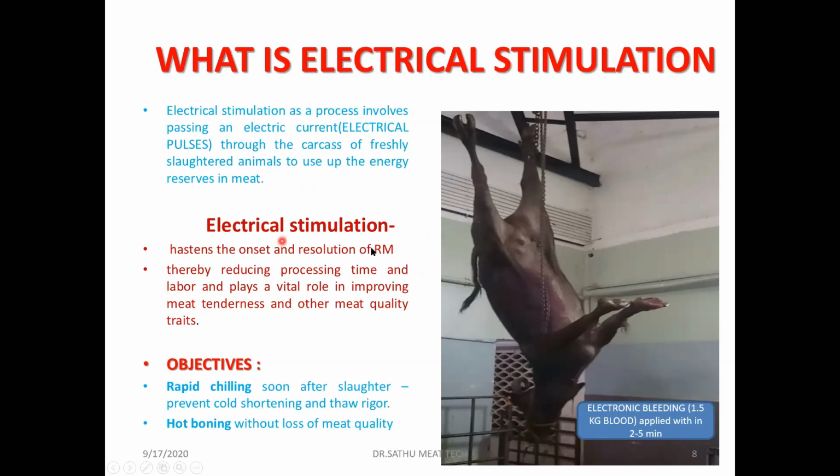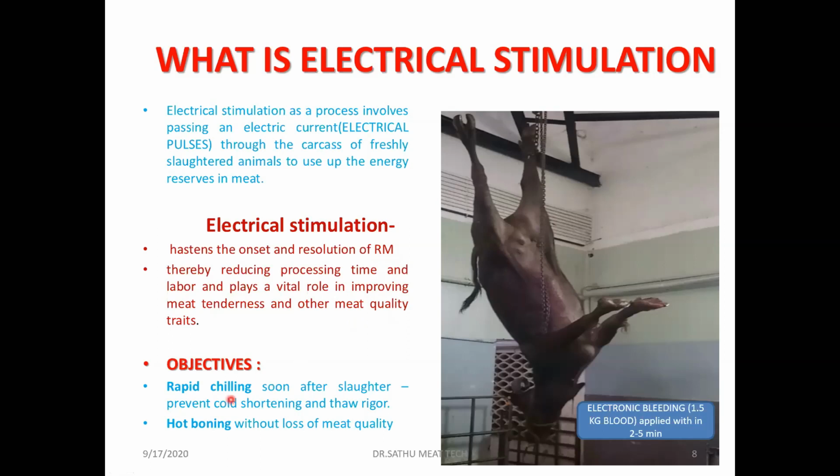So why do we give electrical stimulation? The answer is to fasten the onset and the resolution of rigor mortis. This will fasten the onset and resolution of rigor mortis, thereby reducing the processing time and labor, and plays a vital role in improving meat tenderness and other meat quality traits. So it will improve the meat quality and fastens the tenderness process. This is why we go for electrical stimulation.